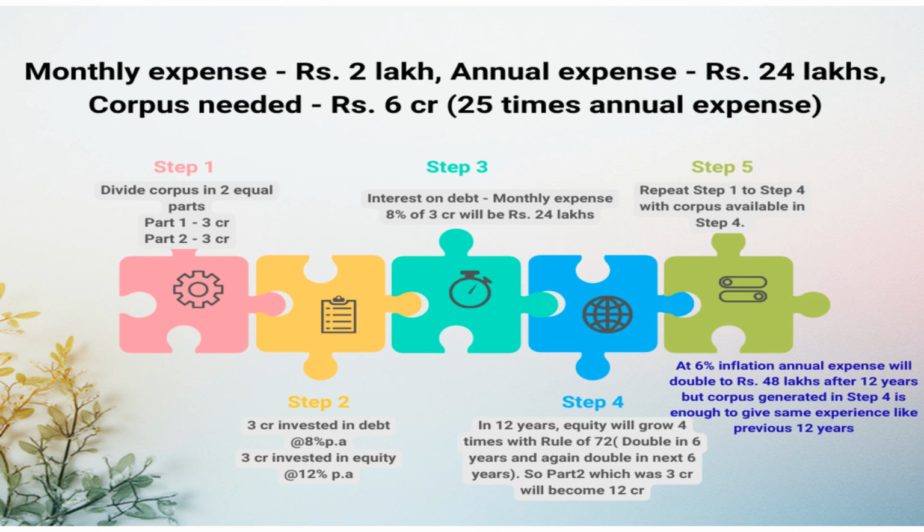In case 3, where the monthly expense is 2 lakh, the annual expense will become 24 lakh and the required corpus is 25 times that, which is 6 CR. We divide it into two equal parts, 3 CR each, and follow the same cycle we have seen before.